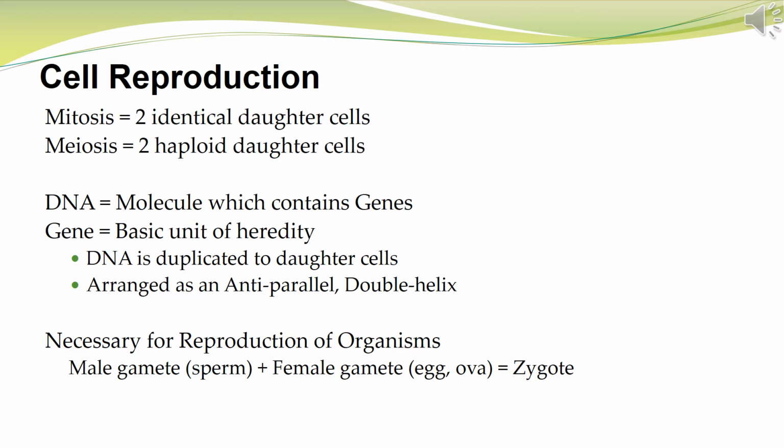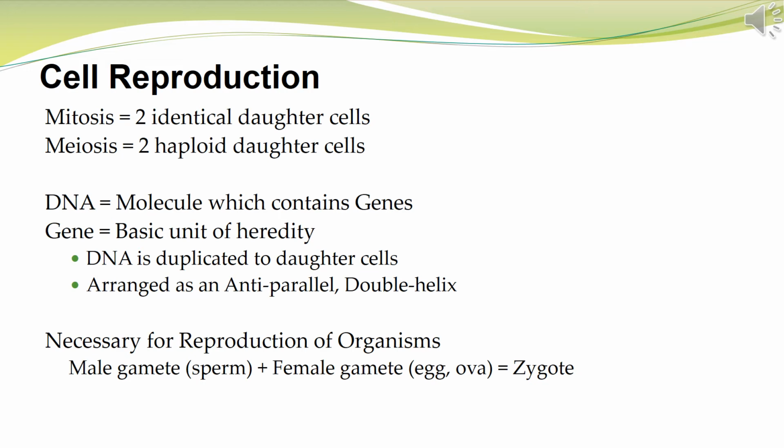And of course, all cells contain DNA, which is the molecule which contains genes and ensures heredity. The gene is the basic unit of heredity. This DNA is duplicated in daughter cells regardless of whether they contain half or all of the same amount of genetic information as the predecessor cell. And DNA is, of course, arranged in what we call an antiparallel double helix strand. And we'll talk more about DNA, at least in the next chapter anyway.